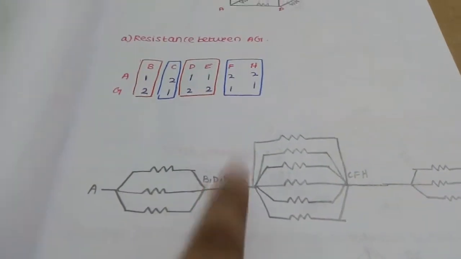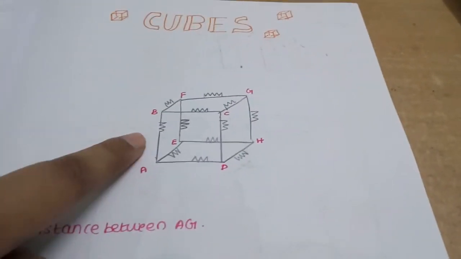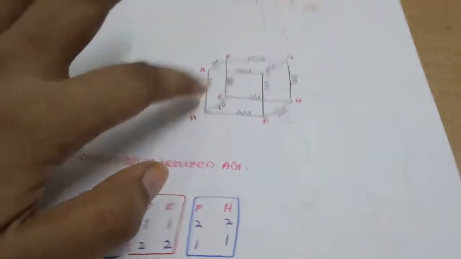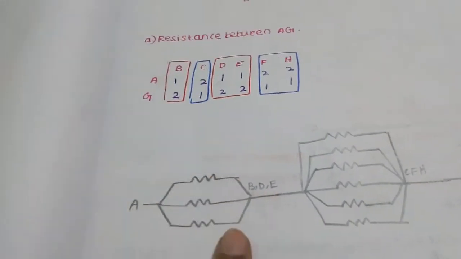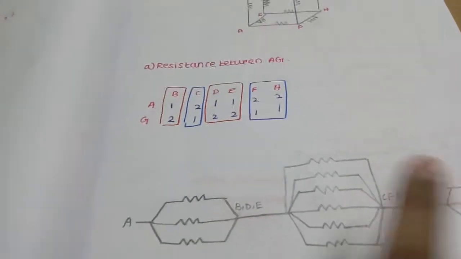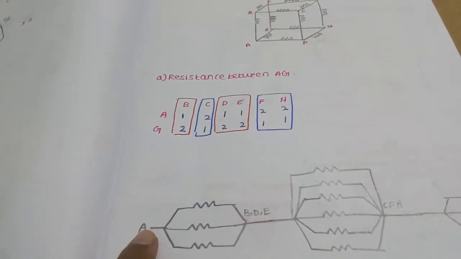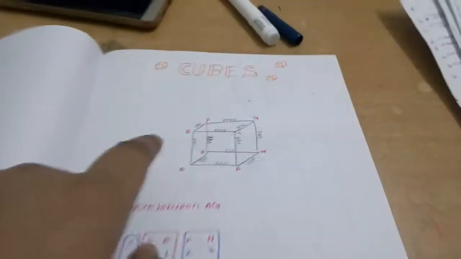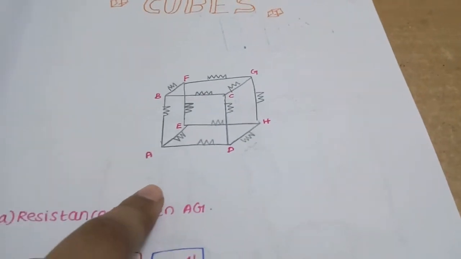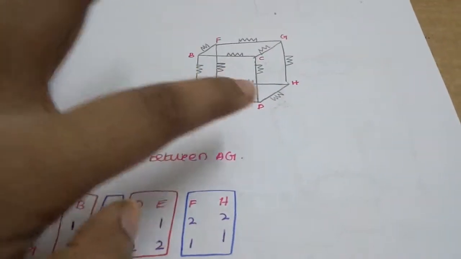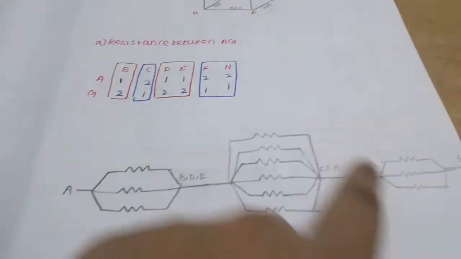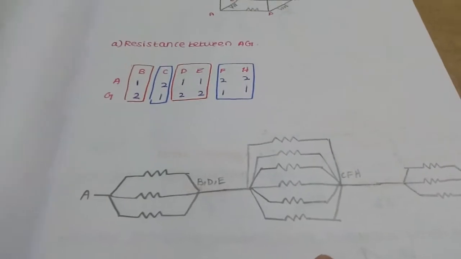So A, B, D, E. From A, B has 1, D has 1, and E has 1. So there are 3 resistances. Put these 3 resistances in parallel. Then after BD, there is a point called CFH. So you should find how many resistances are between BD E and CFH. A to C, there are 2 resistances. In that way, A to F, there are 2 resistances, and A to H, there are 2 resistances. So totally there are 6 resistances. Put all the 6 resistances in parallel.